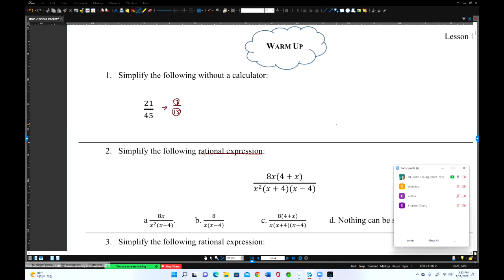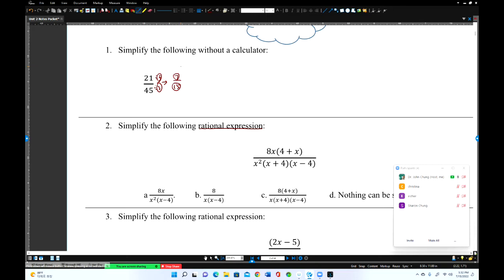So number one, how to simplify rational fractions? You can divide by each common number. This number three is a common factor. But especially when you have rational expressions, you always have to express the numerator and denominator in factored form. To simplify, factored form is about product form.